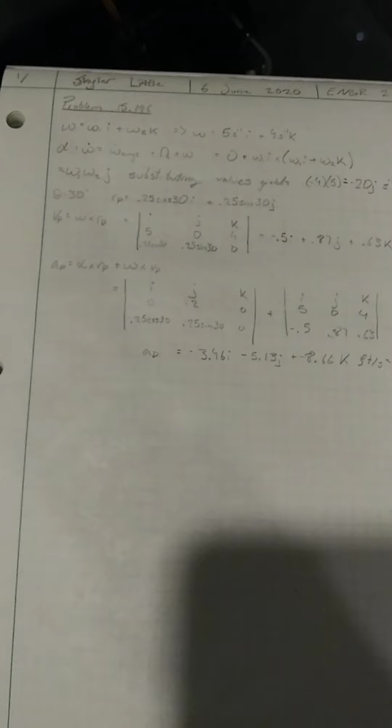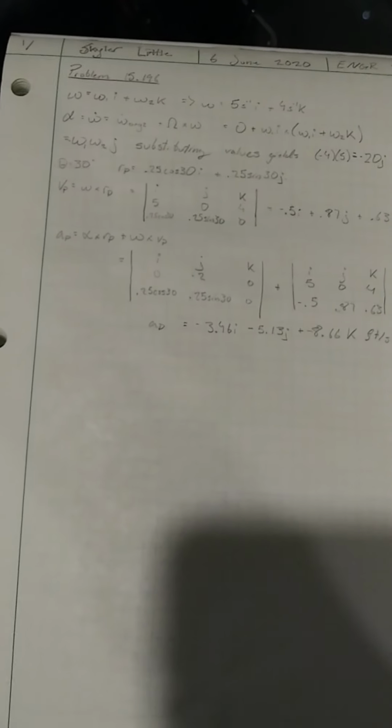Starting out the assignment, we have problem 15.196. We are moving backwards, so this was the problem. A 3-inch radius disc spins at a constant rate of omega sub 2 equals 4 radians per second about an axis held by a housing attached to a horizontal rod that rotates at a constant rate omega 1 equals 5 radians per second. Knowing that theta equals 30 degrees, determine the acceleration of point P on the rim of the disc.